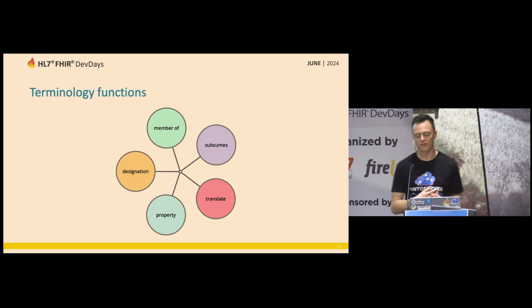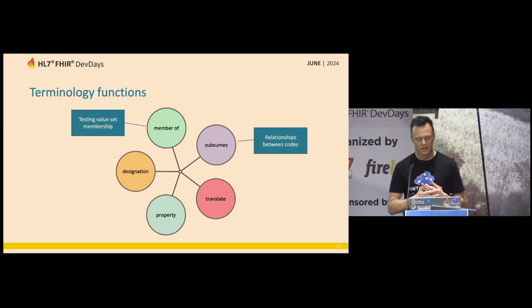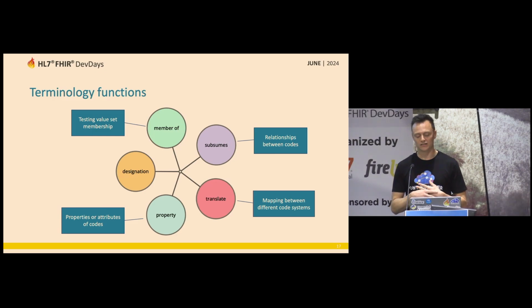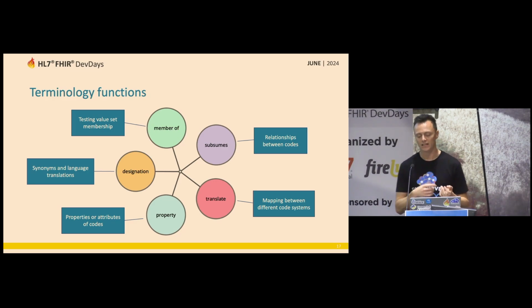These are the terminology functions that are available within Pathling. I'm going to quickly explain what they are and then I'll follow this with some examples of their use. Member of allows you to test whether a code is a member of a particular value set. Subsumes allows you to test whether a code is a subtype or supertype of another code. Translate allows you to translate between codes based on predefined maps. Property allows you to query properties or attributes of codes. Designation allows you to query text descriptions of codes, such as display terms, synonyms, and language translations.